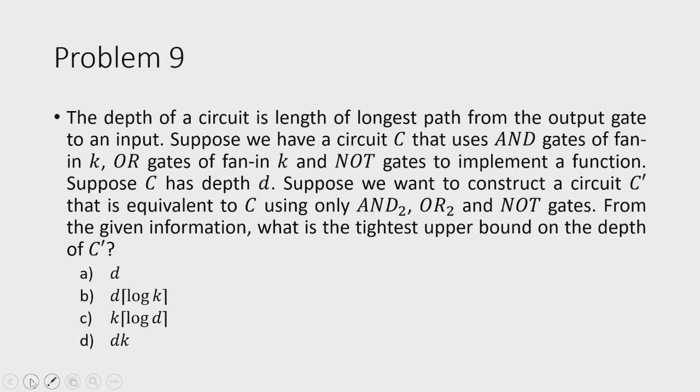Okay, so let me tell you, the answer is B, D times ceiling log K, and the reason is the following. I'm just going to show you for OR gates. The construction for AND gates is similar. So the goal is this: an OR gate of fan-in K using OR 2 gates, so OR gates of fan-in 2.